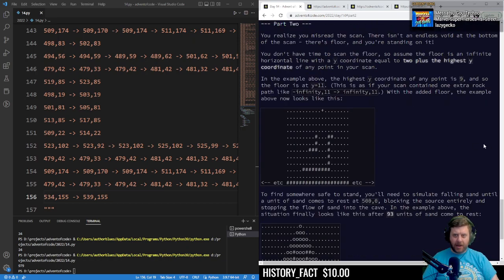You realize you misread the scan. There isn't an endless void at the bottom of the scan. There's floor, and you're standing on it. You don't have time to scan the floor, so just assume the floor is an infinite horizontal line with y coordinate equal to 2 plus the highest y coordinate of any point in your scan.